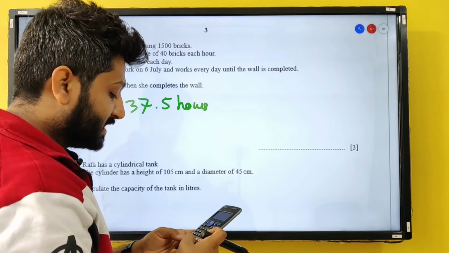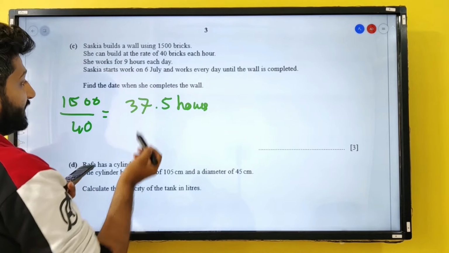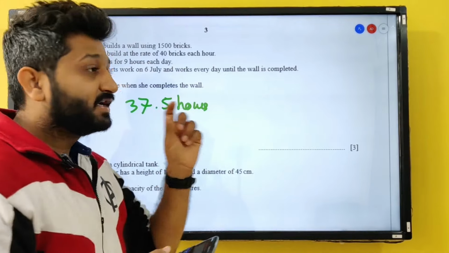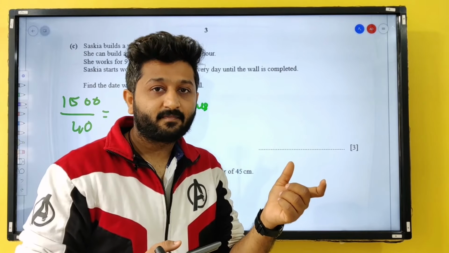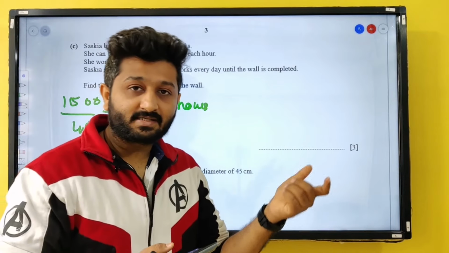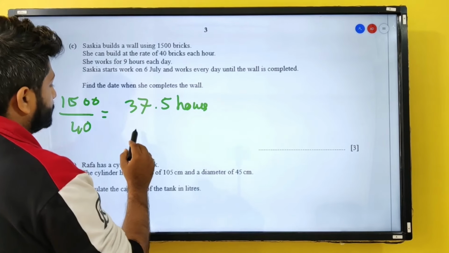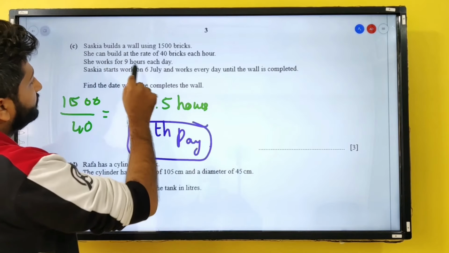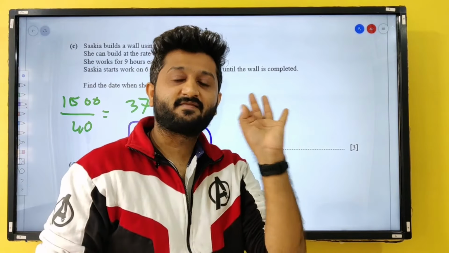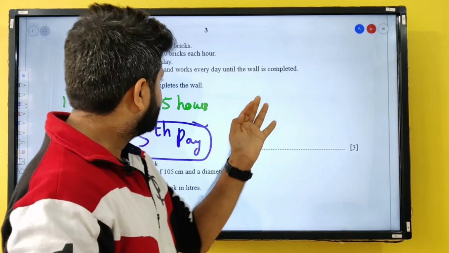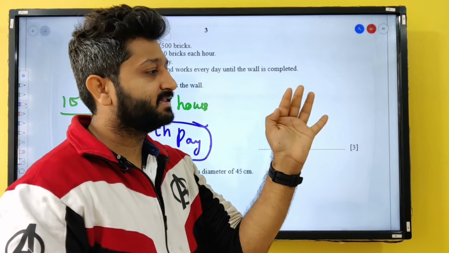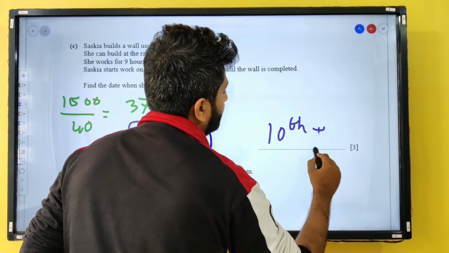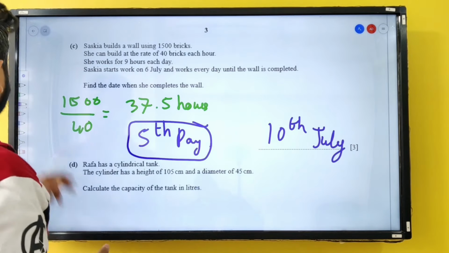But she is working for 9 hours each day. So 9 fours are 36. If she works for 4 days, she'll have utilized 36 hours, but still 1.5 hours is left, so she'll have to work for one more day. So her work will be completed on the 5th day. Let's say she starts from 6th July. So 6th is the first day, 7th, 8th, 9th and 10th. So the date is going to be 10th July. Next.